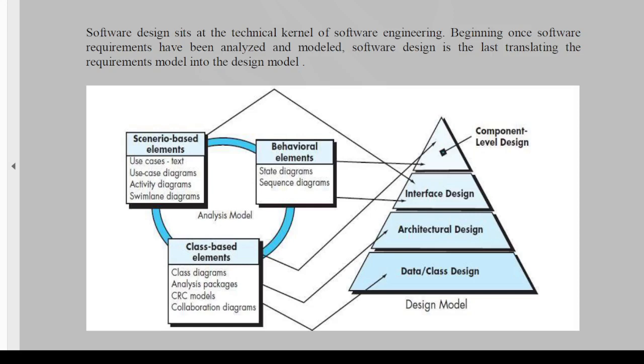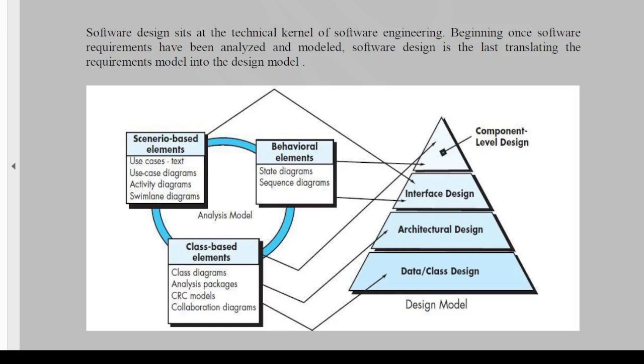The design model basically has four design models from bottom to top approach. The first one is data or class design, then architectural design, interface design, and the next is component level design. The data or class design transforms the class model into a design model, which contains realization and the requisite data structure required to implement the software.